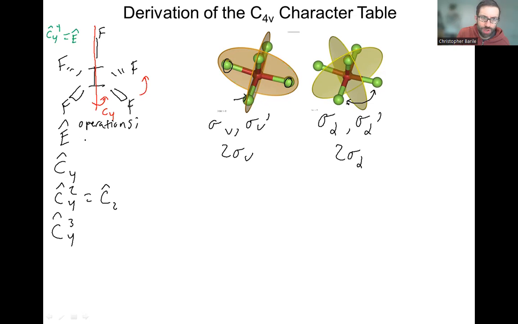Identity operation is always in its own class. So we'll call it a solo class, identity and inversion. We don't have inversion in this molecule, but they are always in their own class. So we have 3 classes. And as I said, the way we're choosing these classes is by looking at similar actions that these operations do and grouping them together that way.